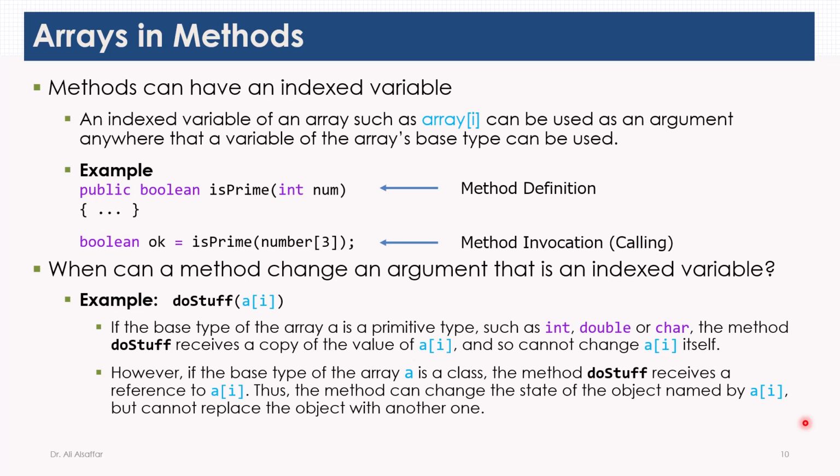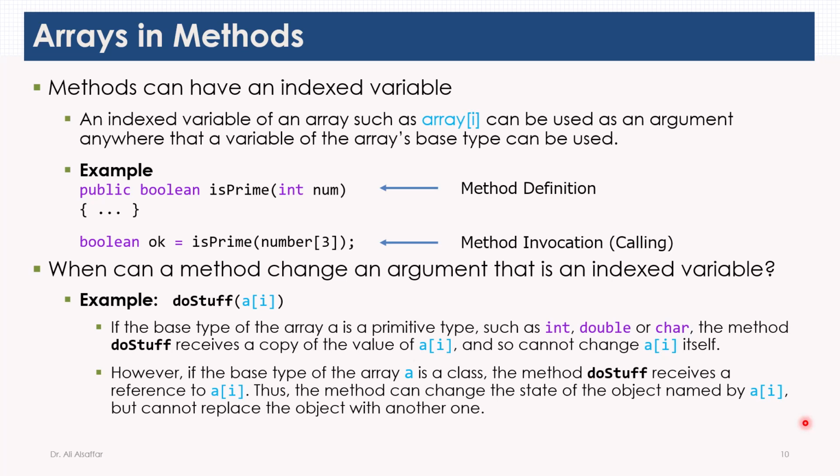Now what if this method changes this reference to another number? Still the original reference in AI will not change. AI will still have number 5, even if you change the reference inside the method. Therefore, when the method receives a reference, it can change the state of the object pointed by this reference. However, it cannot change the original address or the original reference that is in the index variable AI. We will see this by an example in the next slide. So let us go to that example to show you both cases.